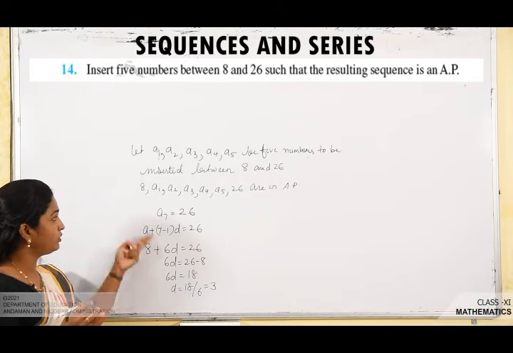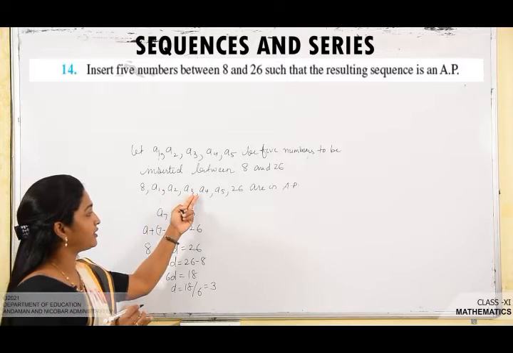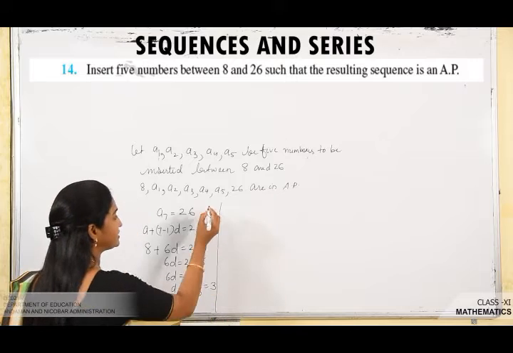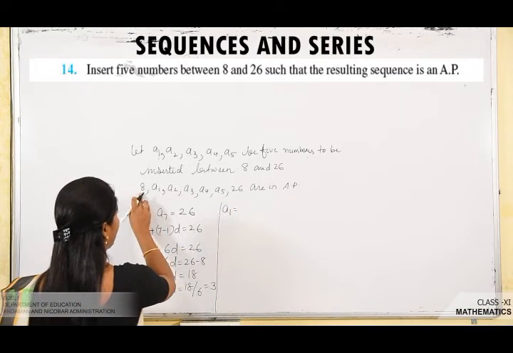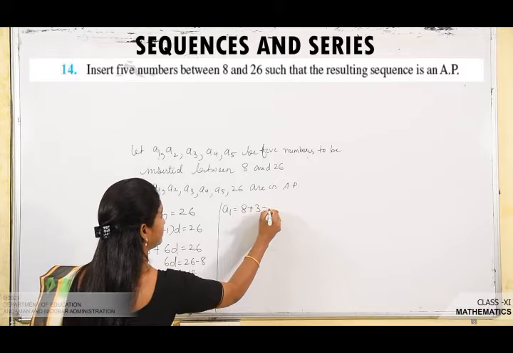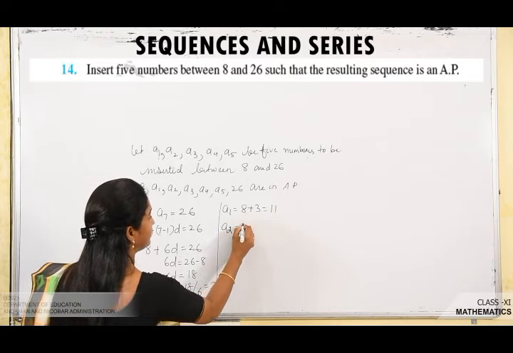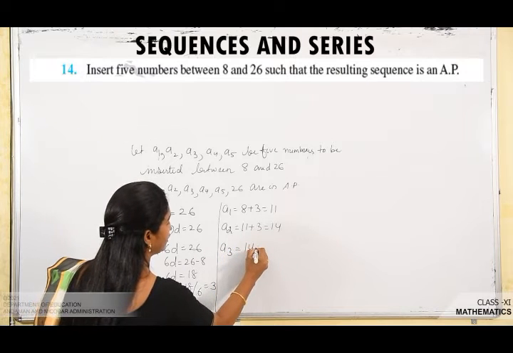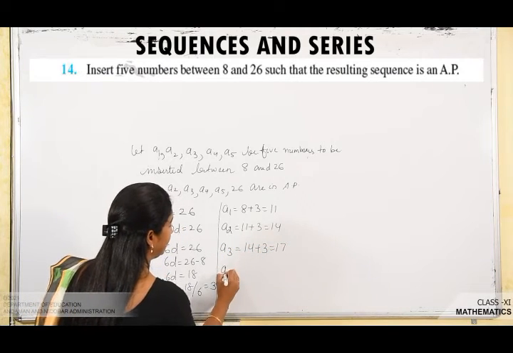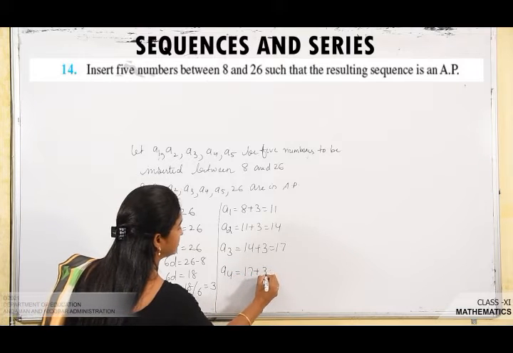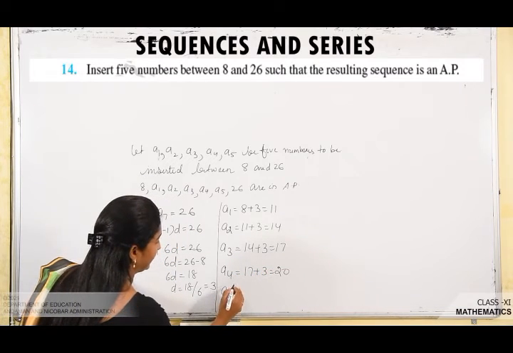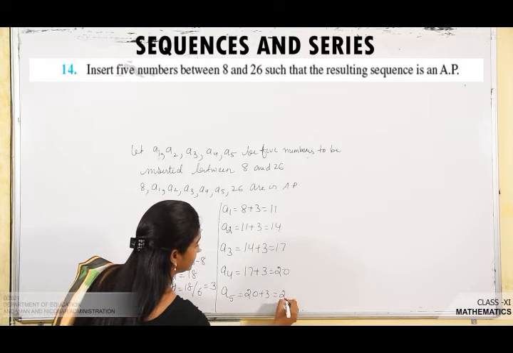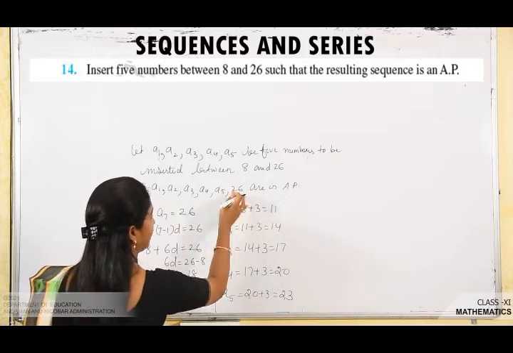Now D you know, 8 you know, you can easily find the rest of the values. The first term is your 8. A1 means you have to add 8 plus 3, which is 11. A2 will be 11 plus 3, which is 14, and A3 is 14 plus 3, which is 17. A4 is 17 plus 3, which is 20, and A5 is 20 plus 3, which is 23, and the last term is 26.